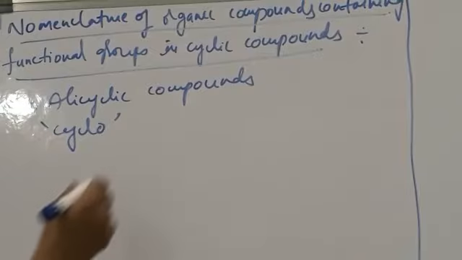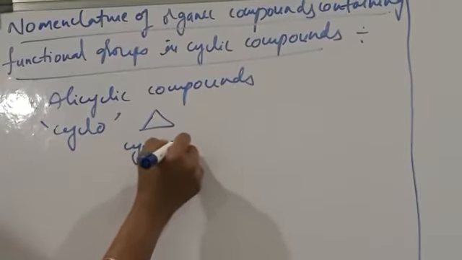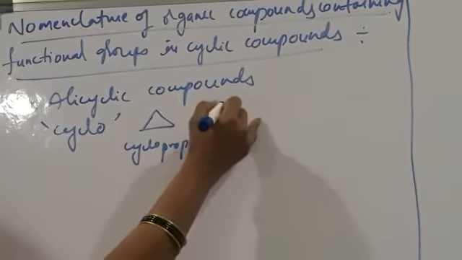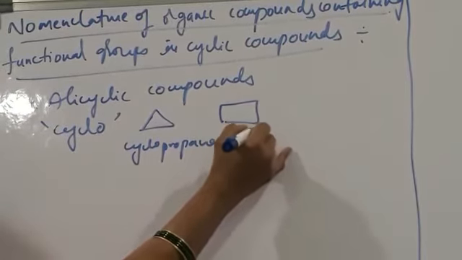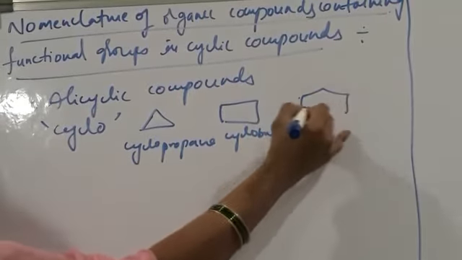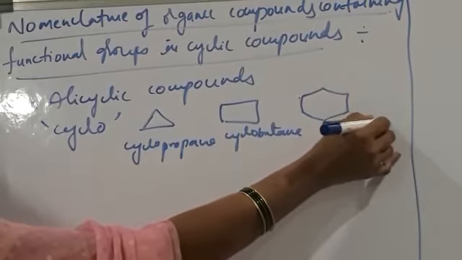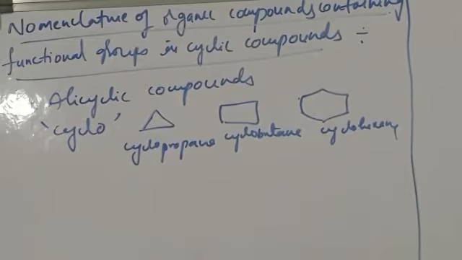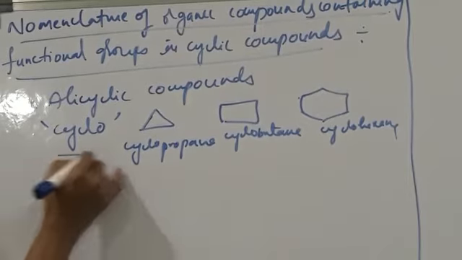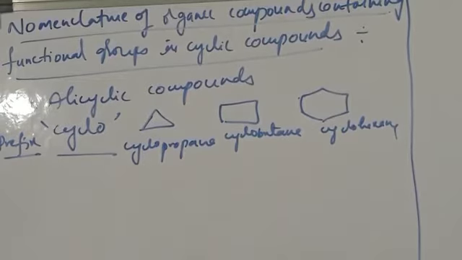For example, cyclopropane, cyclobutane, cyclohexane. So this is the prefix cyclo, which is used generally while naming alicyclic compounds.